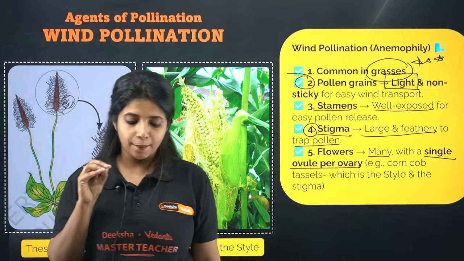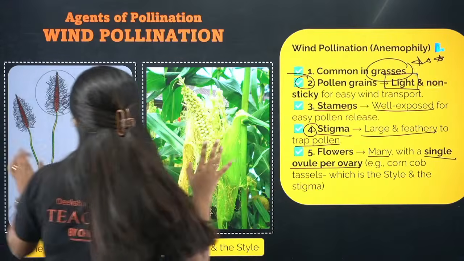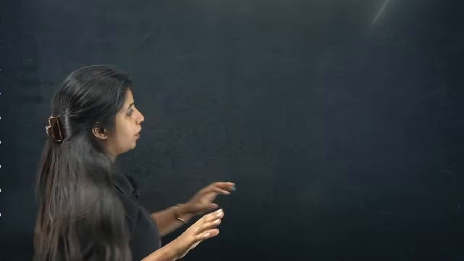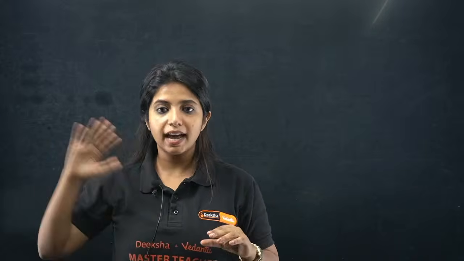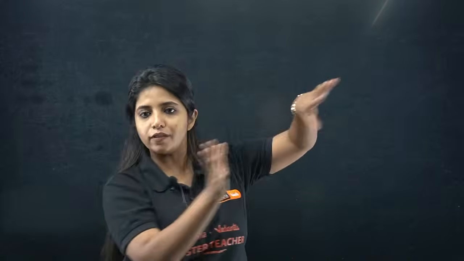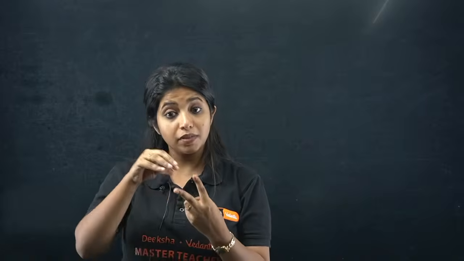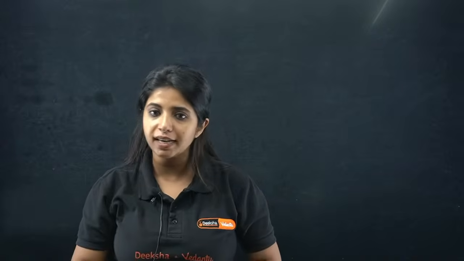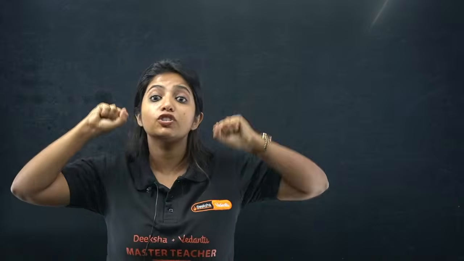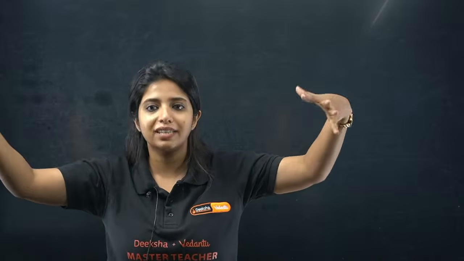Wind pollination, I'm going to sum it up. Listen to me very carefully. Let's decode it one by one. First, the pollen grain is light and non-sticky in nature so that it can travel. Second, the stamen, on which you have the pollen grains, has to be well exposed so that the wind can carry the pollen grains easily. Now the stigma has to receive the pollen grains, which is why it is usually large and feathery as well.